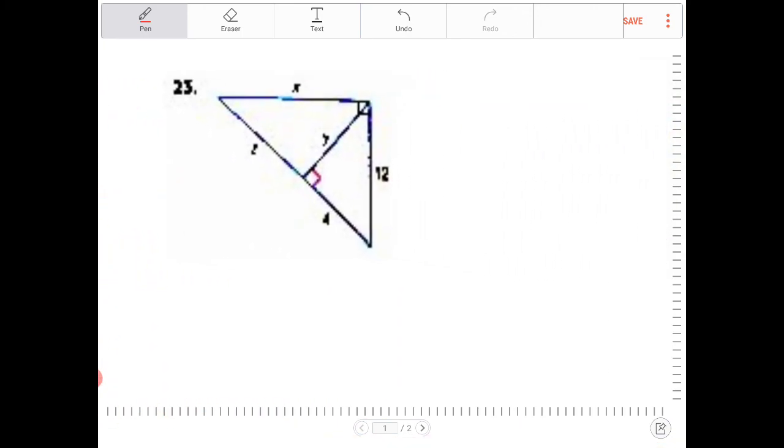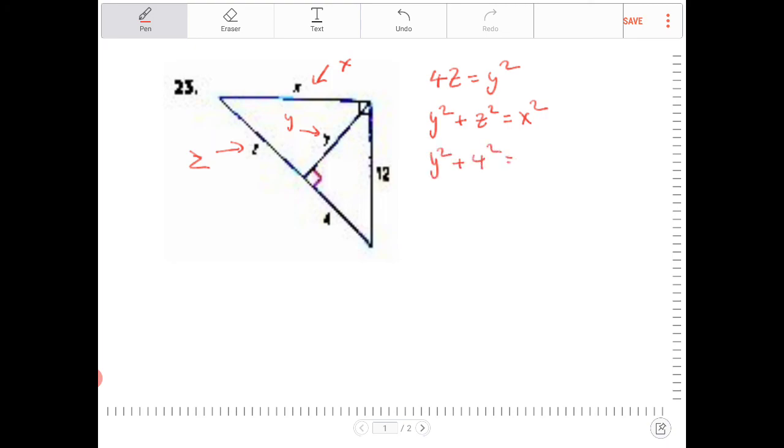Okay. Moving on. So this right here is z. This is x. And this is y. Again, I apologize for the grainy diagram there. So 4z is equal to y squared. I also know that y squared plus z squared is equal to x squared. I know that y squared plus 4 squared is equal to 12 squared. So I can solve for y first. So y squared is equal to 144 minus 16.